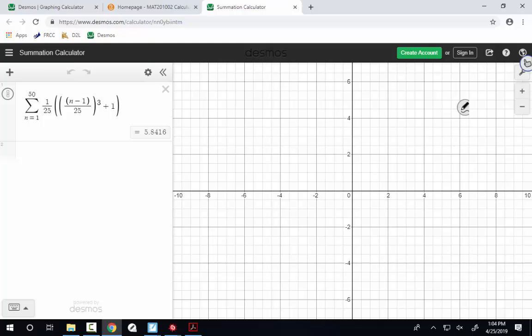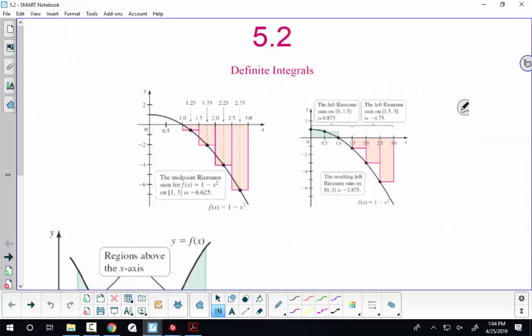You saw in 5.1 there were different types of Riemann sums, depending on where we wanted to evaluate the rectangle. So please look at that video if you haven't already. We will still reference some of those things as we move forward. And in 5.2, we're going to start to look at definite integrals.